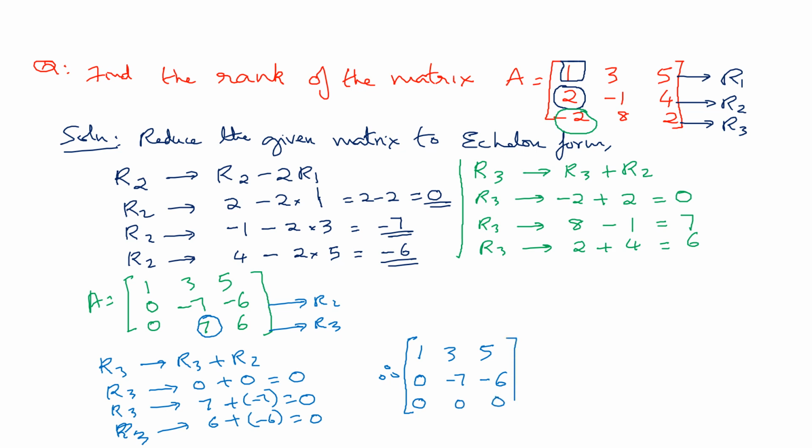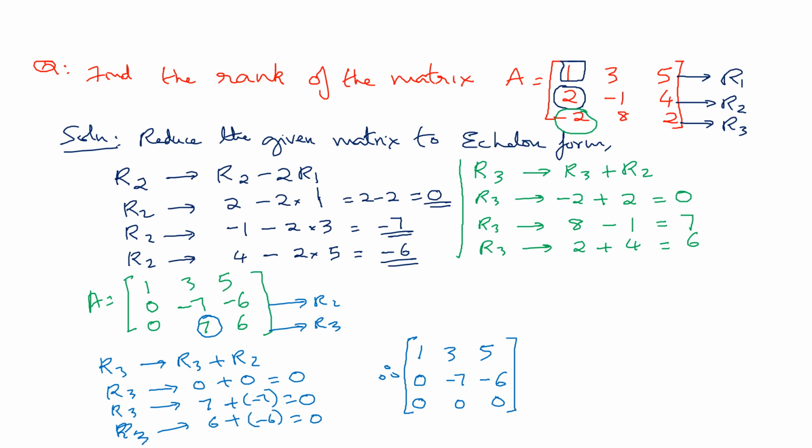Now you see this is in echelon form. What does echelon form say? If at all zeros are existing, they should be at the bottom, that is fulfilled. And if there are no zeros before the first non-zero digit in the first row, that is fine. But in the second one, the first non-zero digit is minus 7, and before that at least one 0 is there. So now how many non-zero rows are here? Now this matrix is in echelon form because it fulfills the condition, right?